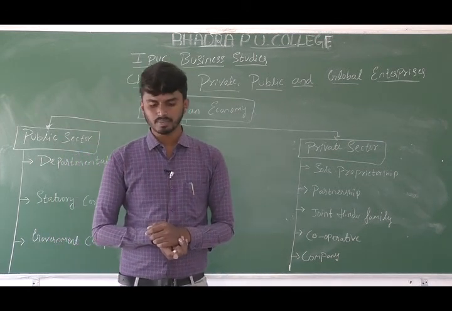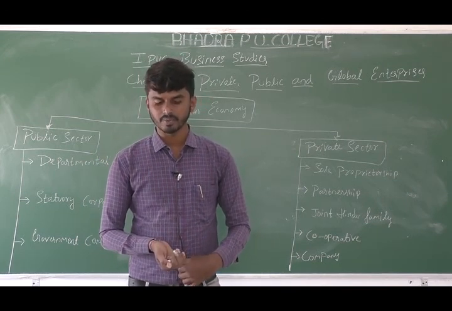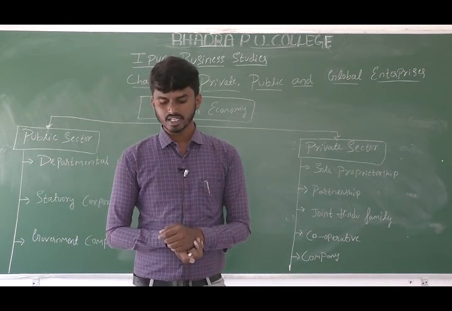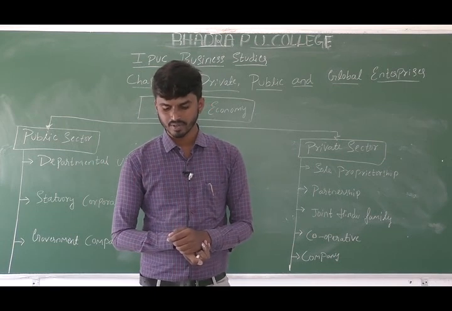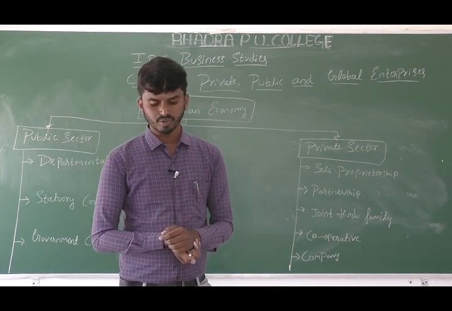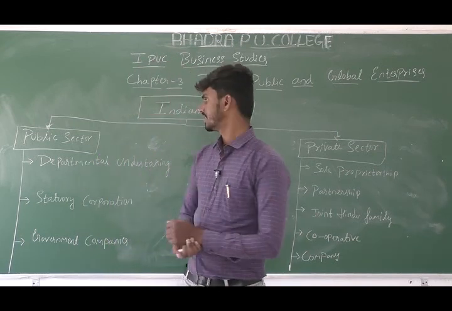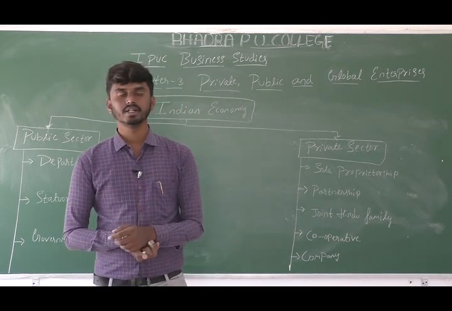The funds of the departmental undertakings consist of budgetary allocation made by the government, but the funds of the government company consist of share capital contributed by the government, share capital contributed by the private shareholders, and also funds borrowed from the government and the public. So funds of the departmental undertaking will be formed only by the allocation made in the government budget.